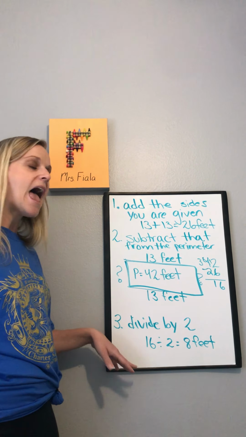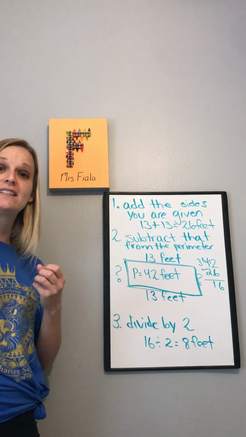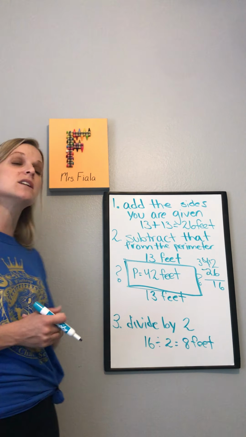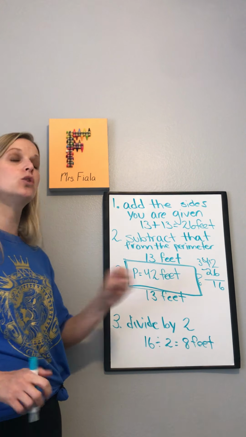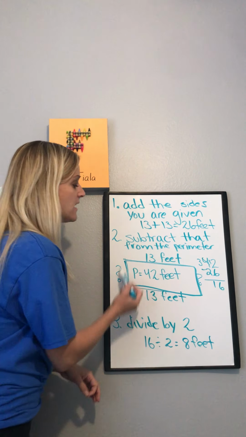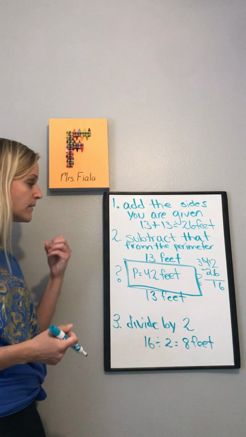8 feet. And I can check myself by finding the perimeter. Remember, perimeter is length plus width plus length plus width. So whatever answer you get, you should be adding up all your sides to check yourself. So I'm going to add them all up.